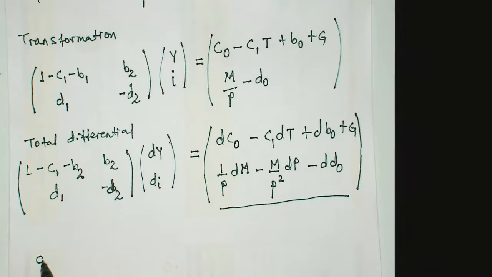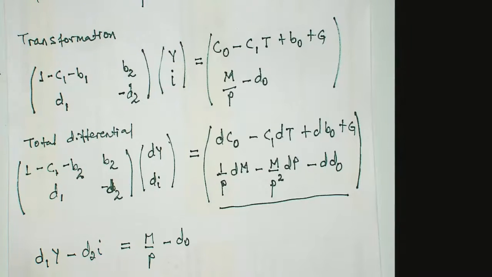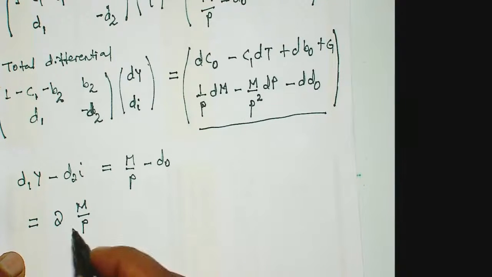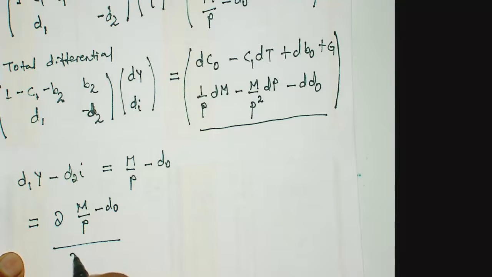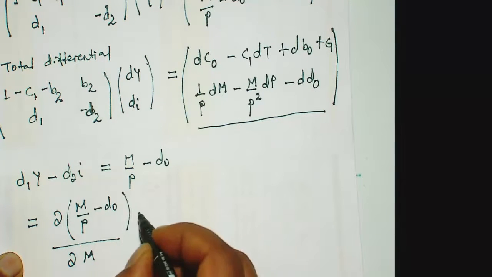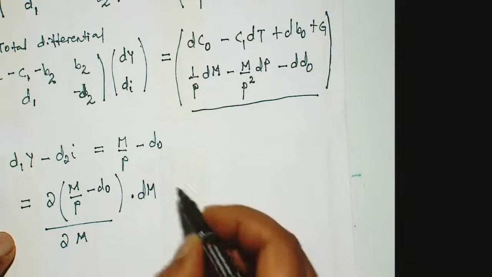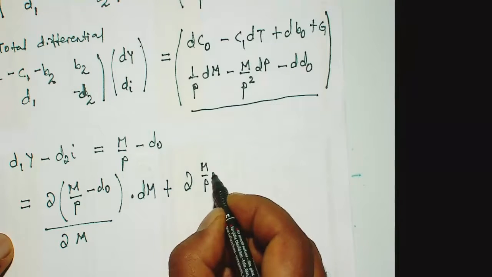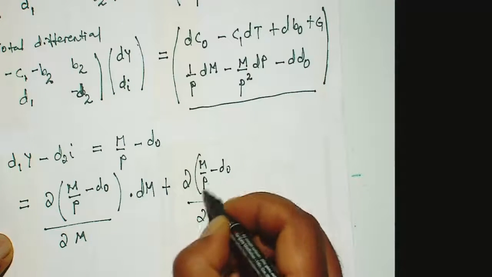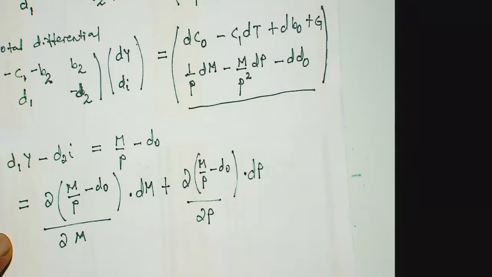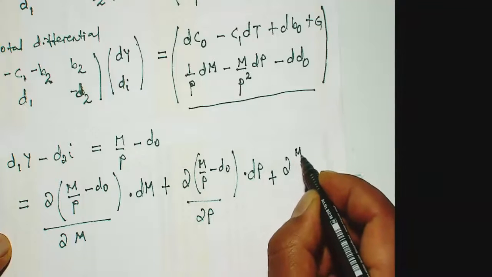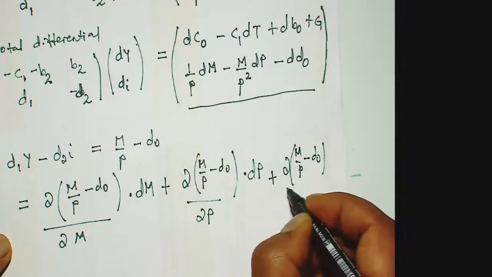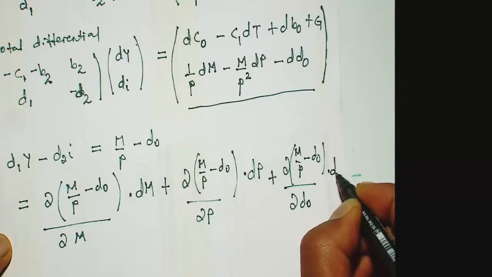When I say the total differential of D1Y minus D2I equals M over P minus D0, what we are really saying is the partial derivative of M over P minus D0 with respect to M, our first variable, multiplied by dM, plus the partial derivative of M over P minus D0 with respect to P, multiplied by dP, and the last term would be the partial derivative of M over P minus D0 with respect to D0 multiplied by dD0.